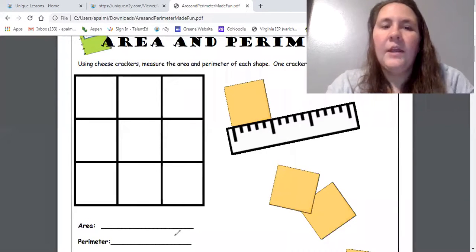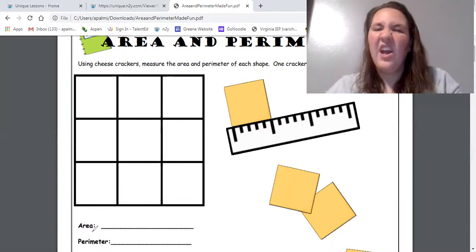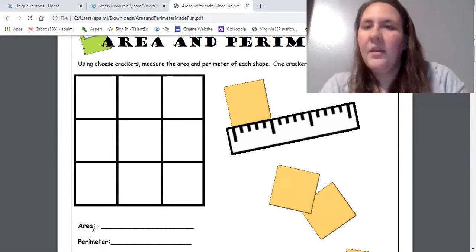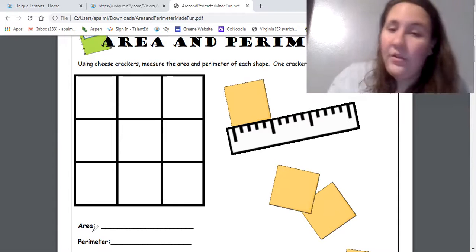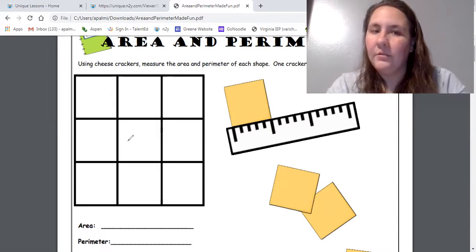Okay, so let's look at our question. We need to find the area first. Is area on the inside or on the outside? Good, yeah. Area is the inside. That's how much space is all the way in the shape, right? So area, all we have to do is put our dots and count how many there are. So let's do that together.